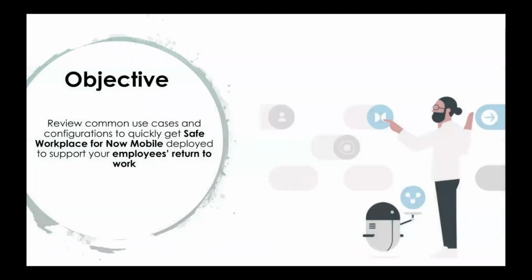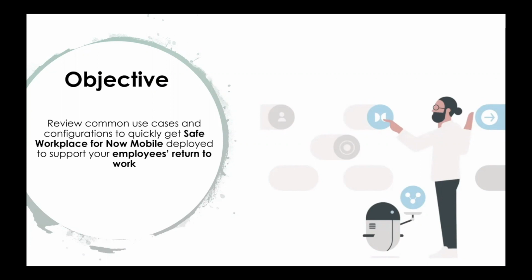So I actually want to start today with the objective. The goal today is to talk about how you can deploy the Safe Workplace Now mobile app to support your employees returning to work, and how you can do that with some basic and minor configurations so that you can pilot your first initial rollout, right? We're not trying to build this perfect app before we roll it out, but just what are the first things that you would need?